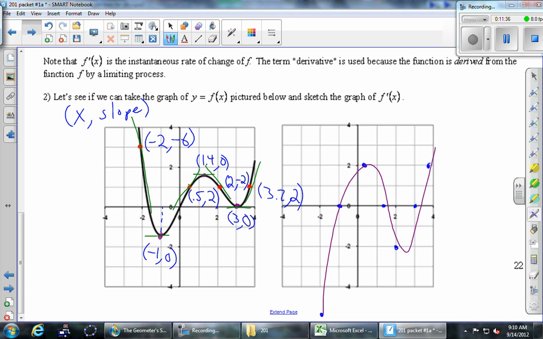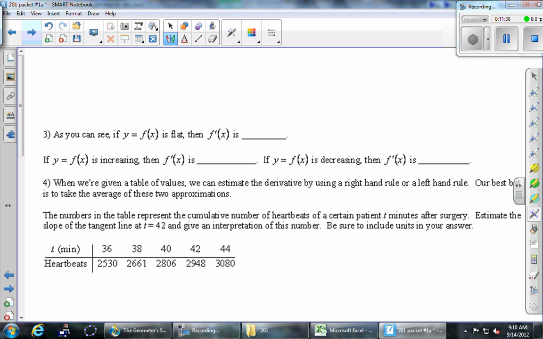Okay. We'll go to the next page, number 3, and we'll go to Josiah. Okay, so if you are flat, meaning horizontal tangent line, like those 3 turning points, then what was the value of the derivative? It was 0. Flat means the derivative is 0. Josiah, you can keep going.